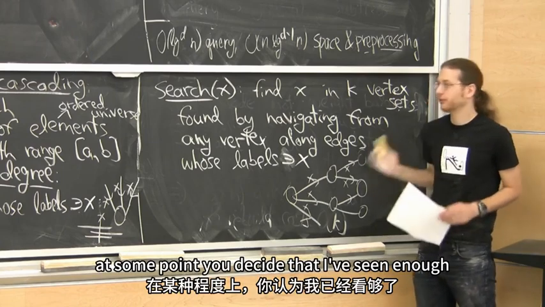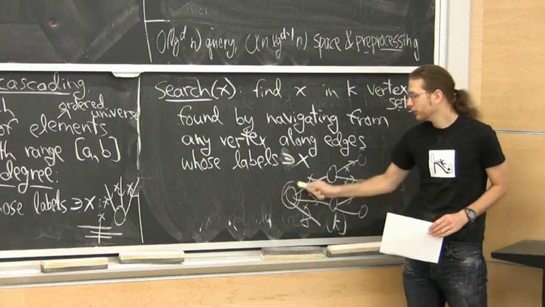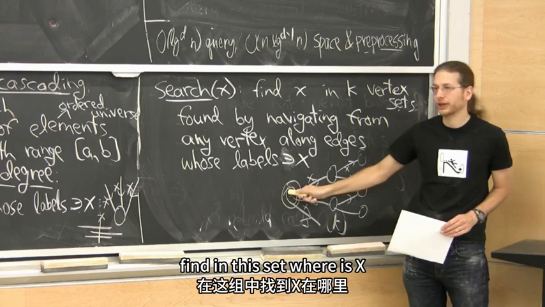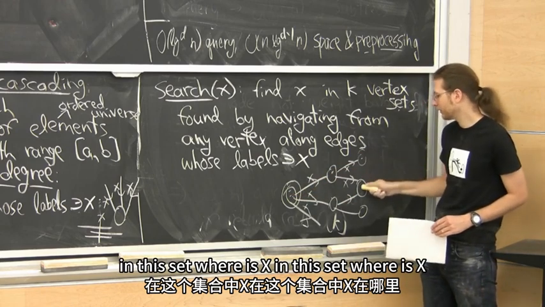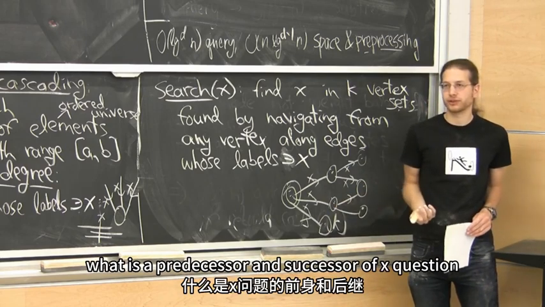At some point, you decide that you've seen enough, and now the goal is to find in this set where is x, in this set where is x, in this set where is x. In each of these lists, what is the predecessor and successor of x?